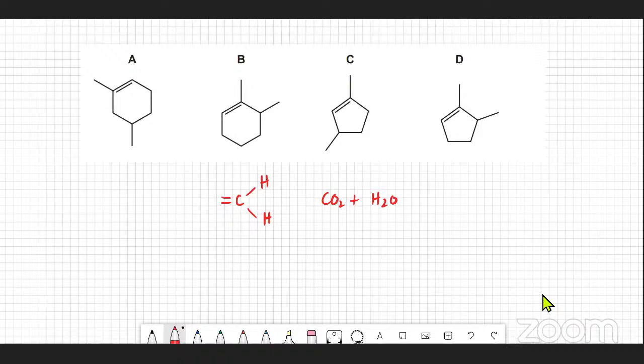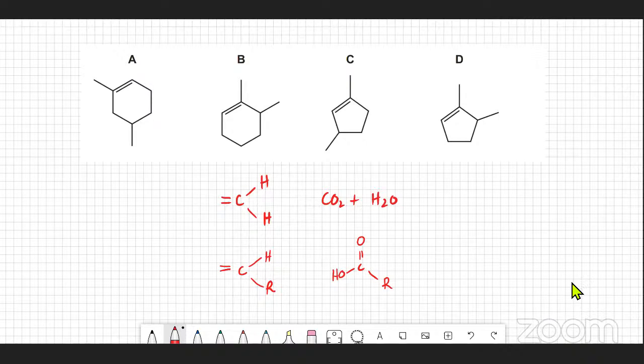Okay, then you have another scenario where the double bond is bonded on one side with a carbon chain. That particular carbon would turn into a carboxylic acid, so it would turn into C double bond O.